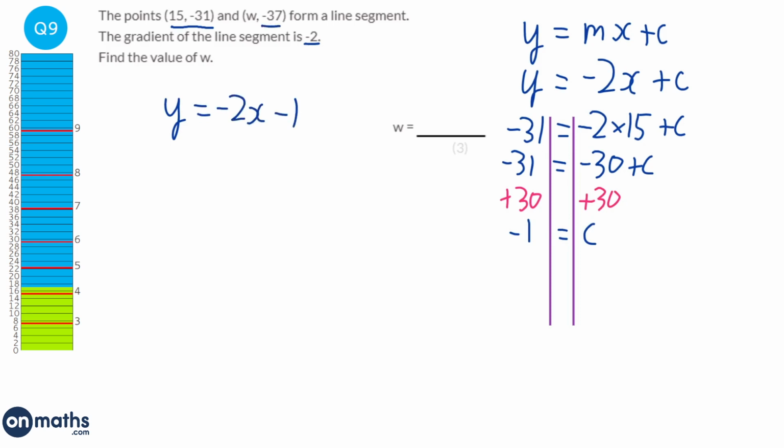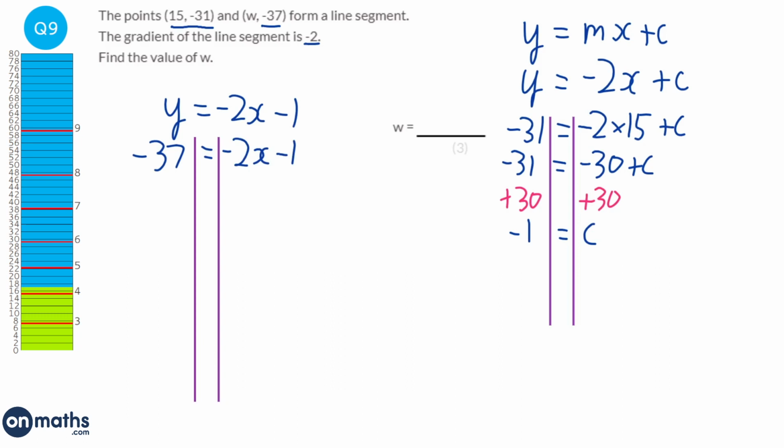And we're told that the y is -37. And we're looking for the x value, which they've called w. So let's get our solving lines in. Okay, so the first thing I'm going to do is add 1 to both sides. And so it would be minus 36 equals minus 2x. I'm going to now divide everything by minus 2.